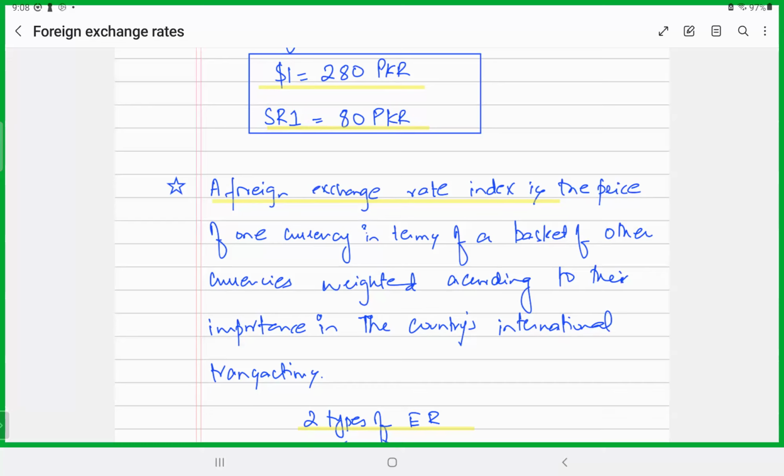Now, how much weightage is given to each currency depends upon how much that country deals with the other countries. That means it depends upon your international transactions, how much of imports and exports of goods and services, the activities involved in international trade that requires the exchange of currencies is being done, right? So the larger the activities, the more weightage would you give to that particular currency. So it depends upon the international transaction that country has with the other country.